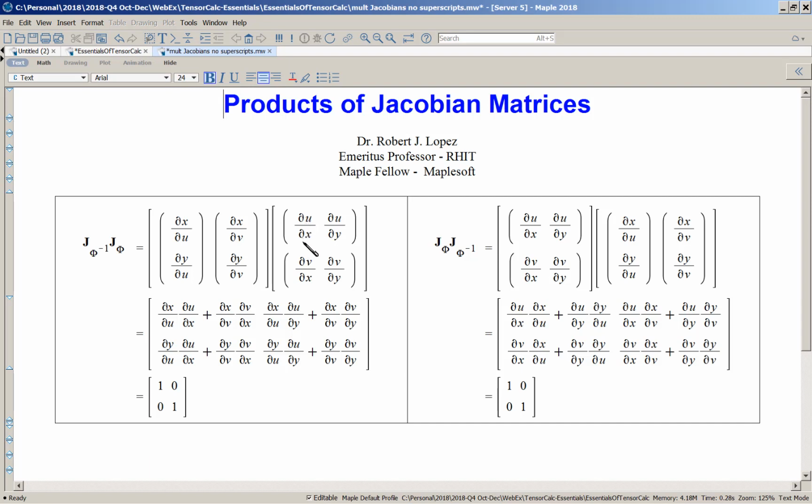The derivative with respect to x appears in this column, and the derivative with respect to y appears in this column. Now, when you do the matrix product, you're going to get the x du, that's this term, times du dx, that's this term, plus the x dv, that's this term, times dv dx, that's this term. Right? And you can begin seeing what's happening here.